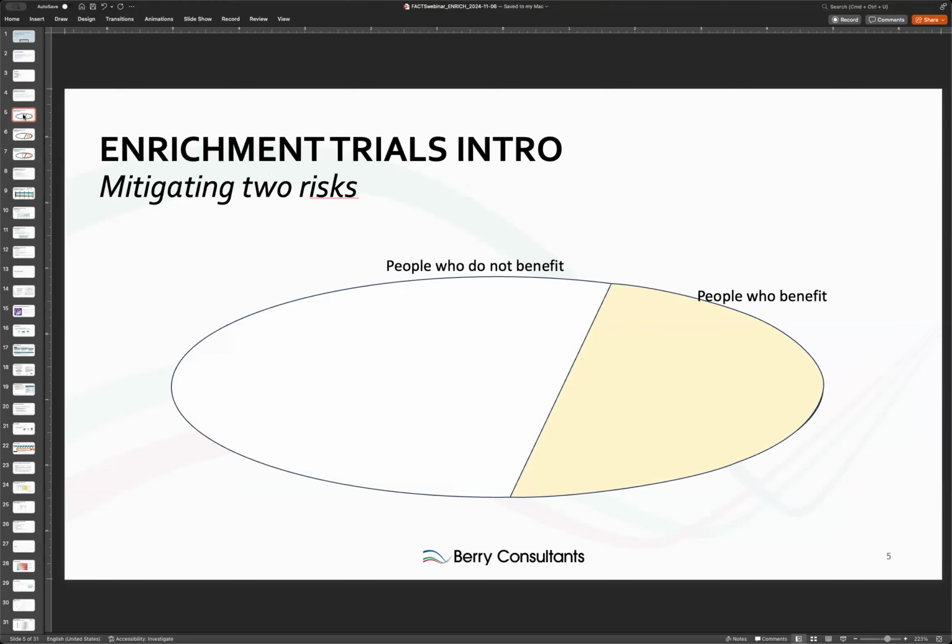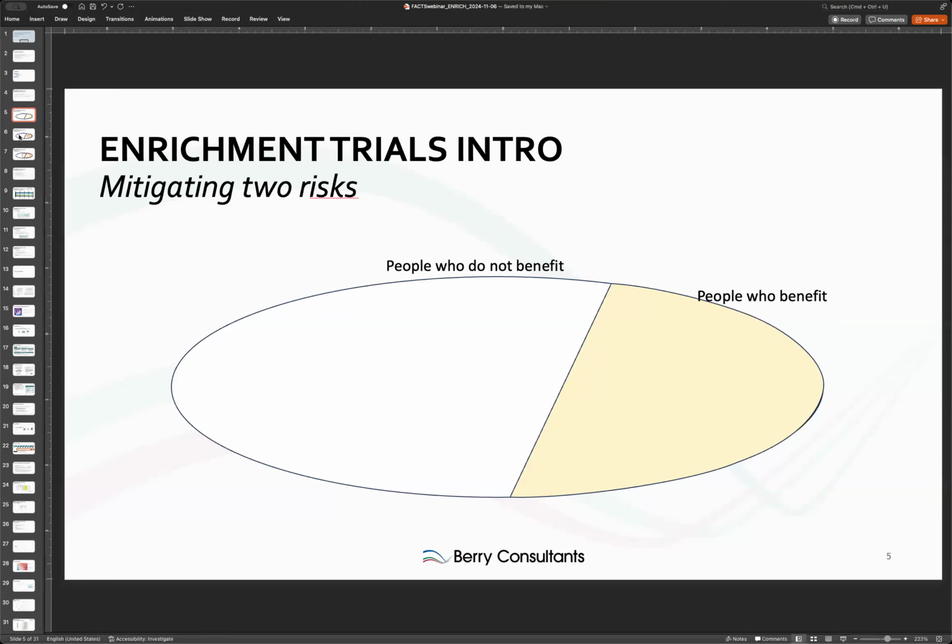Enrichment trials can really help us mitigate two risks. And I've got a picture here to describe this. You can think of this whole oval as your entire patient population. And in the patient population, there's going to be a section of patients who do not benefit from the intervention. That's represented here by white. A section of patients who will benefit from the intervention, represented over here by yellow. And it would be fantastic if we knew exactly where that line was drawn, but oftentimes we don't.